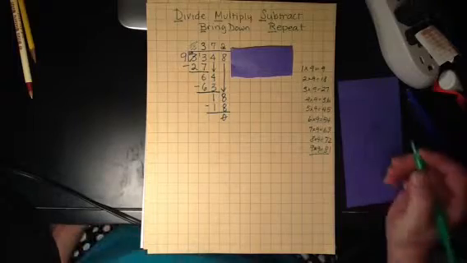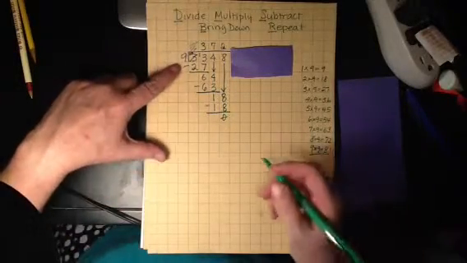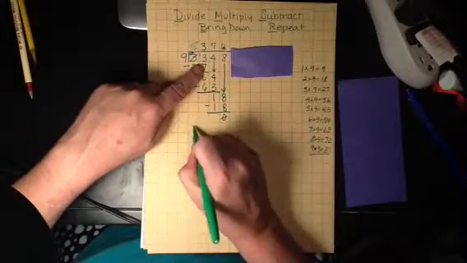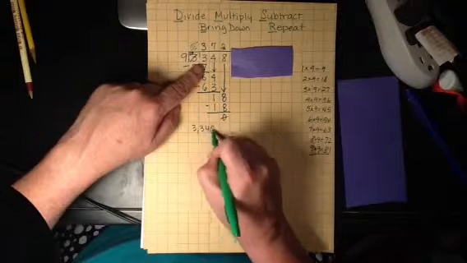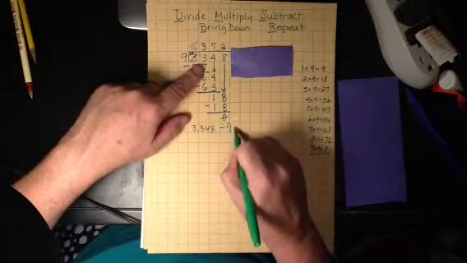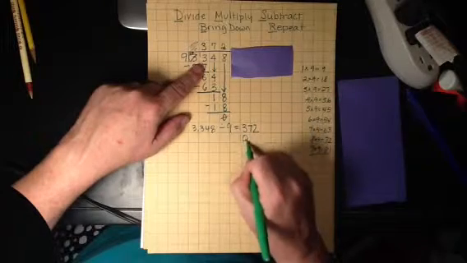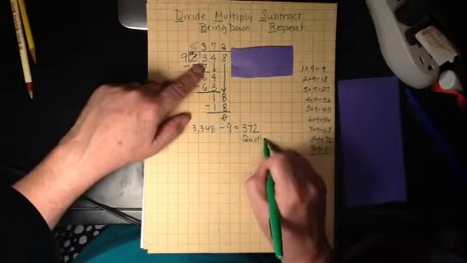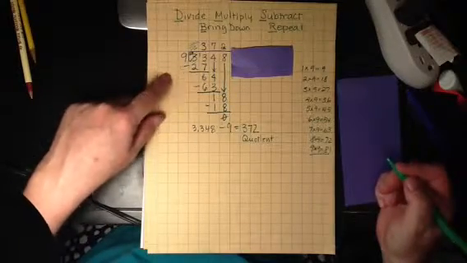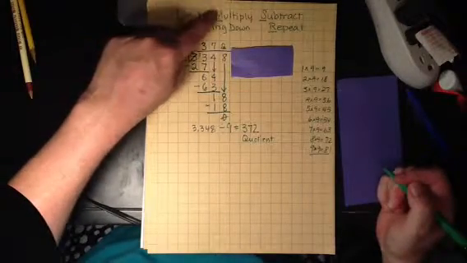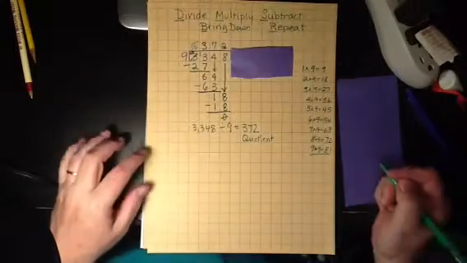So I am done with my division problem, and I can tell you that 3,348 divided by 9 is 372. That's the quotient, which is the answer to a division problem. And we got that by repeatedly dividing, multiplying, subtracting, bringing down, and repeating.